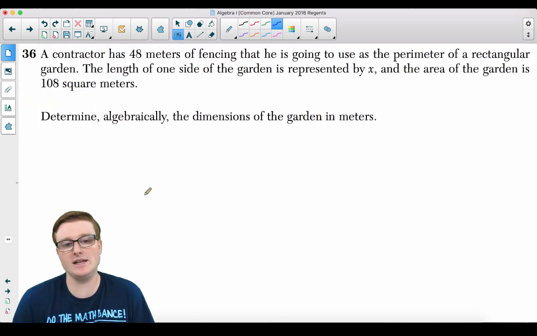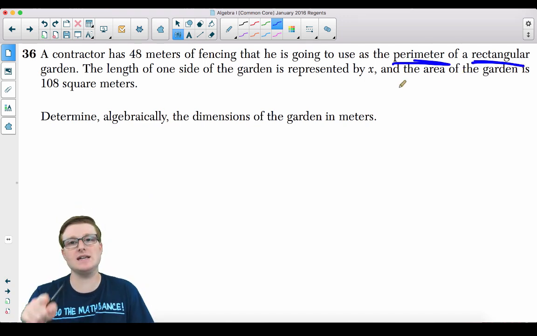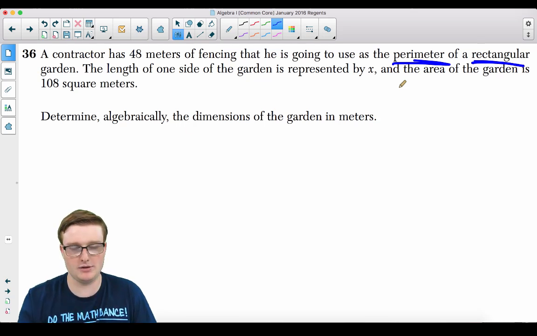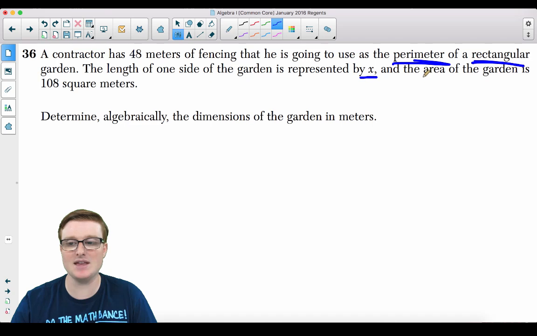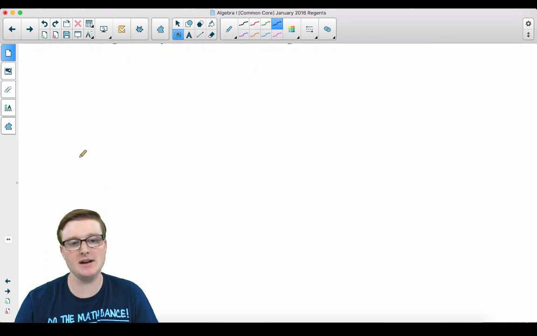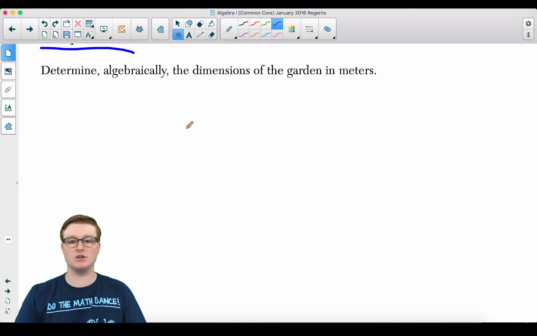A contractor has 48 meters of fencing that he is going to use as the perimeter of the rectangle. Remember, perimeter is you're adding up all the sides of the figure that you're working with. The length of one side of the garden is represented by x, and the area of the garden is 108 square meters. Determine algebraically the dimensions of the garden in meters.